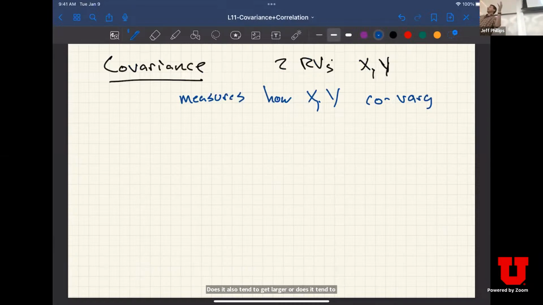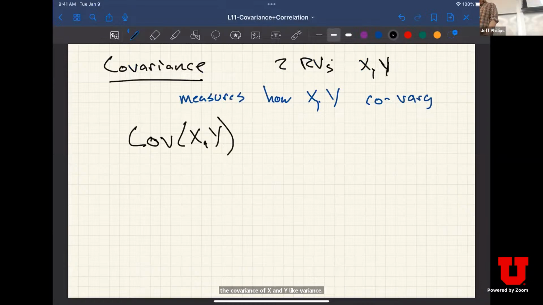Does it stay about the same? This is what this kind of quantity measures. It's a quantity like expectation, like variance, but it depends on two random variables now. Okay, and let me just get to it. We're going to call the covariance of X and Y, like variance, but we'll use COV to represent this.